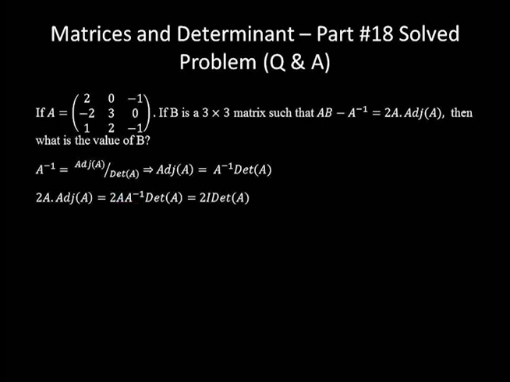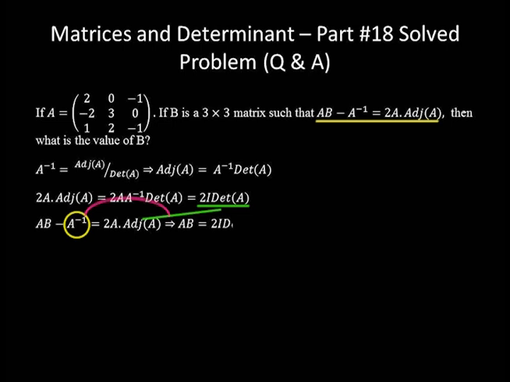Hence, let's take the given equation, that's AB minus A inverse equal to 2A times adjoint of A, and rewrite it by substituting 2 times identity matrix times determinant of A in place of 2A times adjoint of A, and taking A inverse to the right of equality sign. That's AB equal to twice of identity matrix times determinant of A, taking minus A inverse to the right of equality sign gives us plus A inverse.